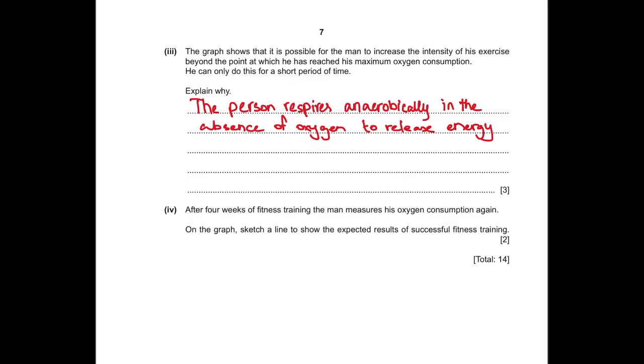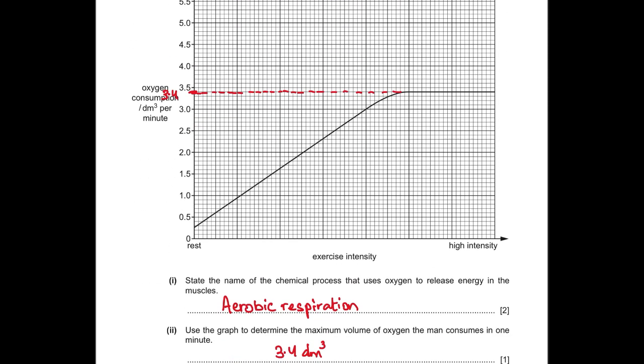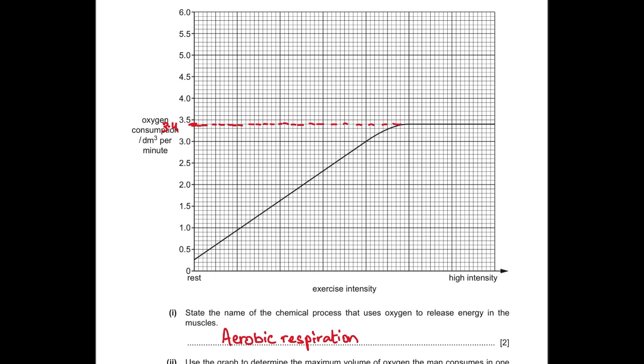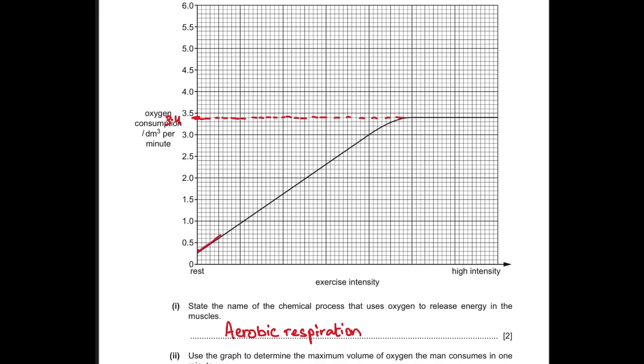After 4 weeks of fitness training, the man measures his oxygen consumption again on the graph. Sketch a line to show the expected results of successful fitness training. So the oxygen consumption at rest would be the same as before, but the overall oxygen consumption at high intensity would increase. The new line would look something like this.